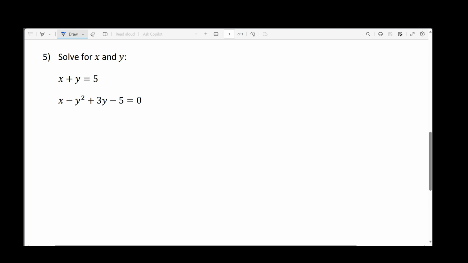Hi everyone, in this video I'm going to be working through a simultaneous equations question. I'm just going to be showing one method that you can use to solve these types of questions. So in this case they say solve for x and y.